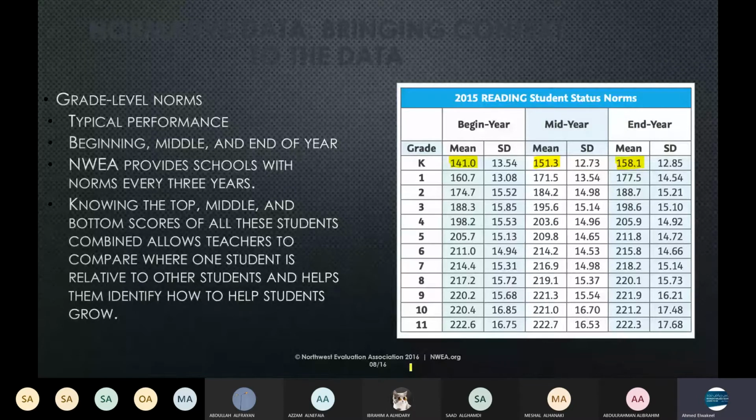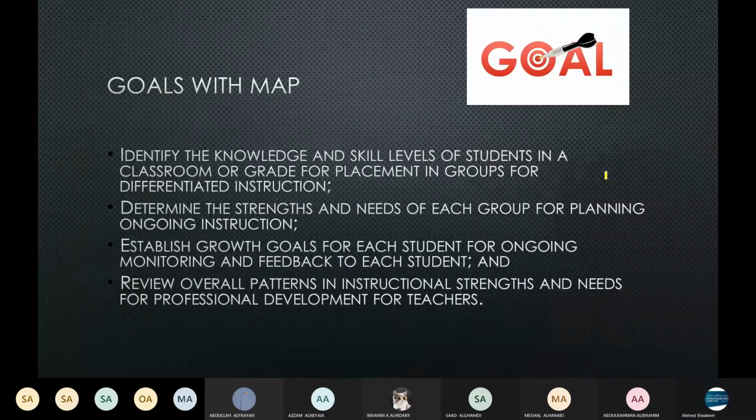So students are being tested from grade 1 until grade 11, 3 times a year. At the beginning of the year, in the middle of the year, and also at the end of the year. And all of this helps students and also teachers to determine the weaknesses and also the strengths of the students, and this helps us to set you on the right path.